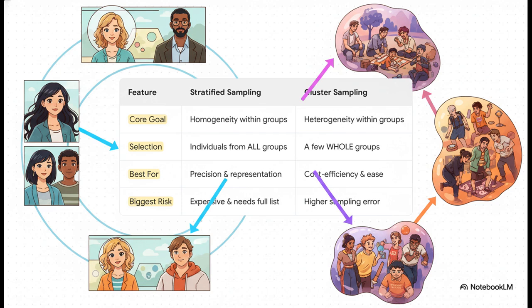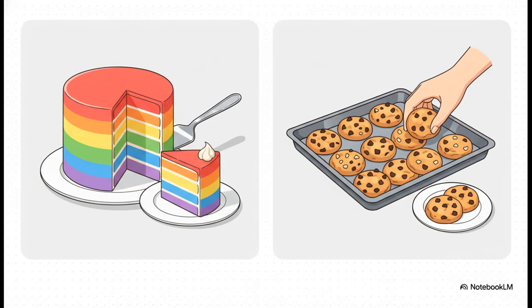And that leads to the ultimate trade-off. Stratified gives you incredible precision, but it's expensive. Cluster is way easier and cheaper, but you're taking on a bigger risk of being wrong. Let me give you an analogy. Stratified sampling is like a beautiful, multi-layered cake. To get a taste of the whole thing, you have to cut a slice that goes through every single layer. The chocolate, the vanilla, the strawberry.